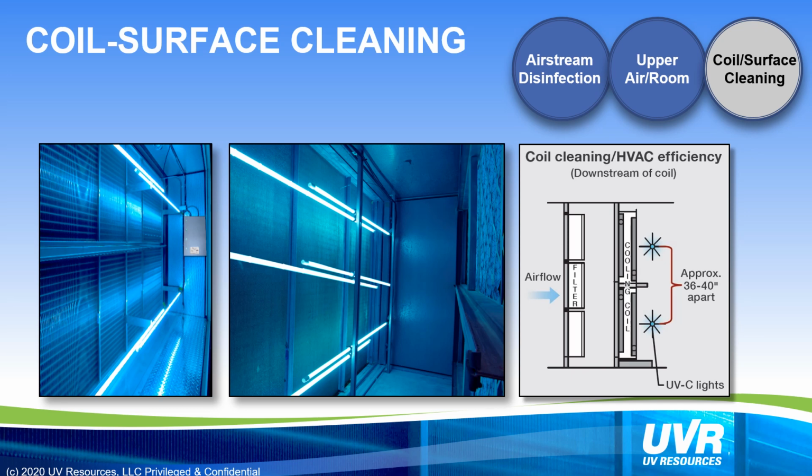As I mentioned in the previous slide, the best location for UV lights would be on the downstream side, or air exiting side, of the cooling coil. It's a perfect location for us because we can not only take care of the cooling coils, but we can take care of any contamination that might be in that drain pan.